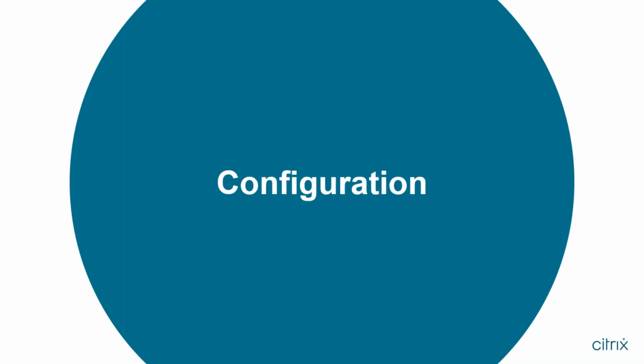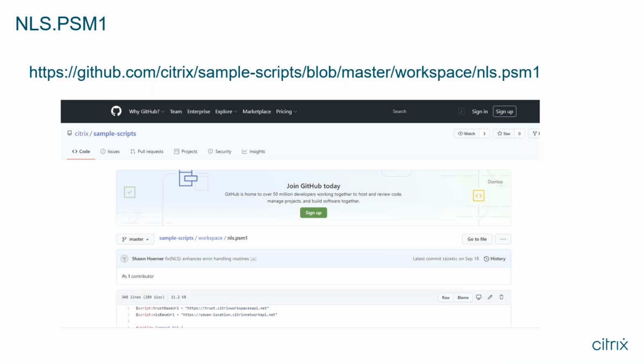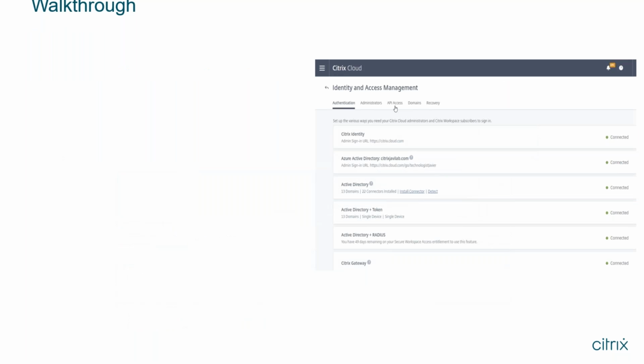So let's jump straight into the configuration of how this direct workload connection works. To begin with, Citrix has provided a sample PowerShell script that we can get off the GitHub link here. And the great thing about this is that we don't really need to make any modifications to this, and we can configure the network location service as is using that.